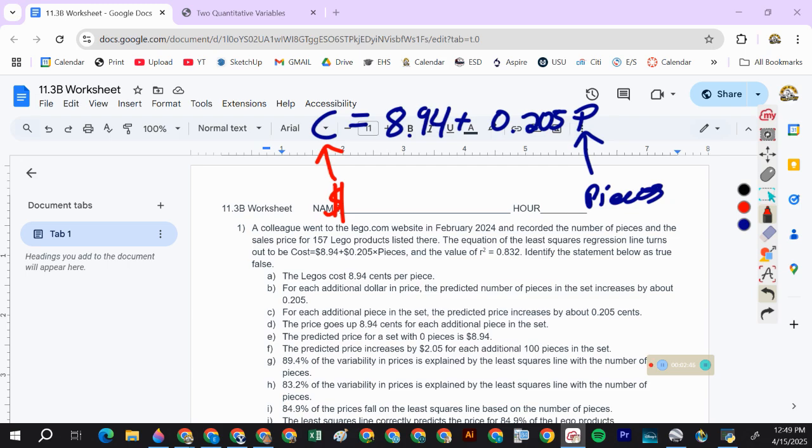Well, right, that's packaging and shipping, and obviously that's not going to happen. But if you were to draw the regression line on the scatter plot and follow it back, you end up with about $8.94 for the box. Okay, and Lego people are weird. They probably pay that for a box with no pieces in it.